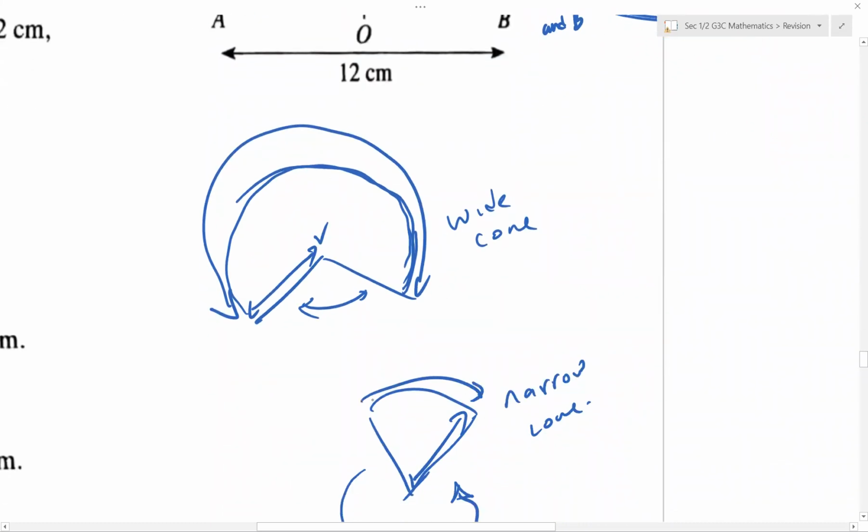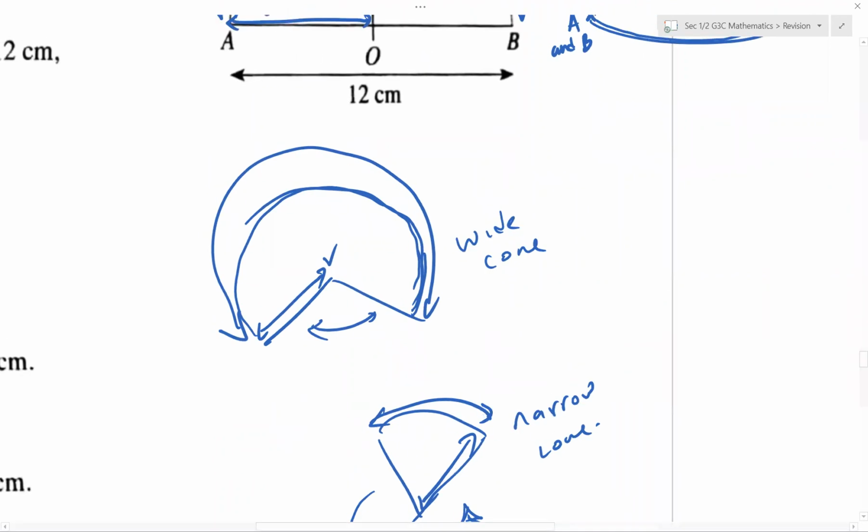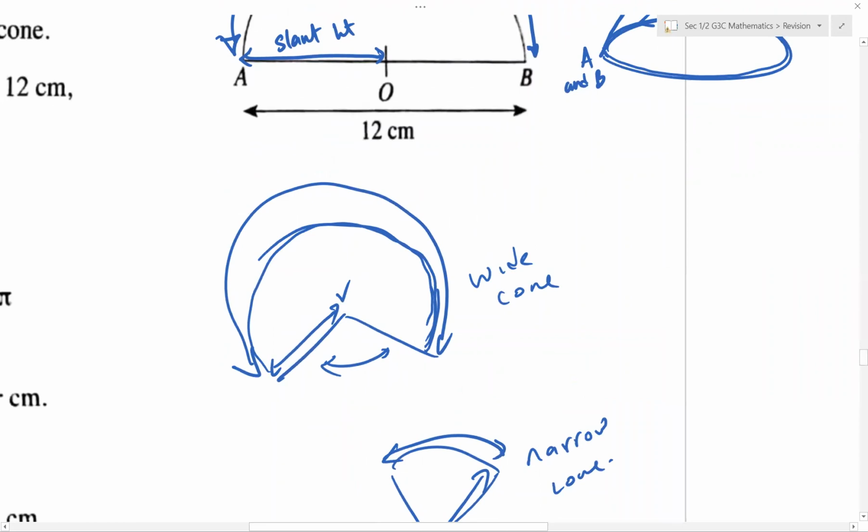So this is going to be a tiny circumference, okay, so you get a very narrow cone. Whereas if you have a very big sector, we have a very big circumference as the base. So it's a very wide cone.